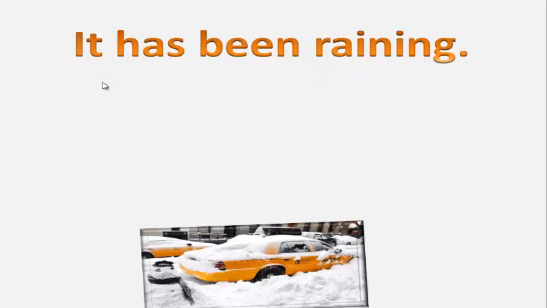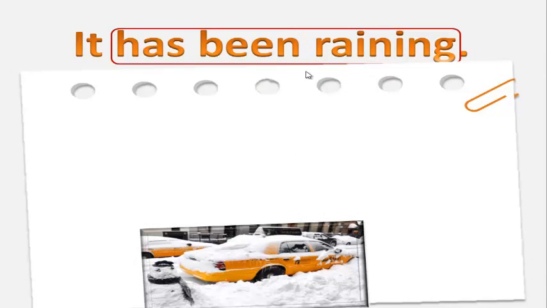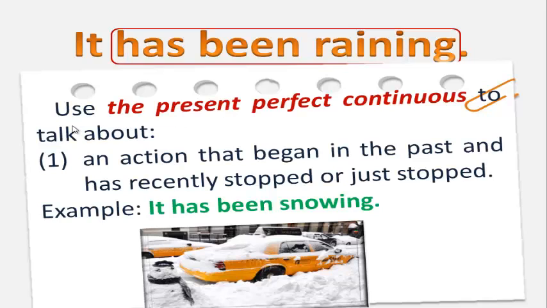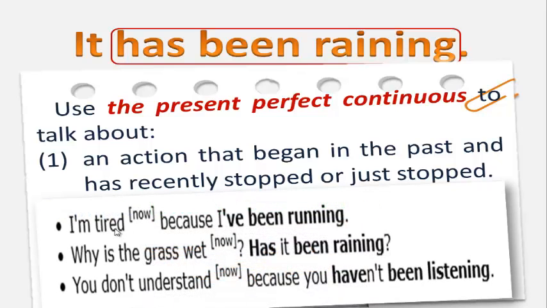Right. Has been raining is a verb in the present perfect continuous tense, and we use this tense to talk about an action that began in the past and has recently stopped or just stopped. For example, in this picture, it has been snowing. Notice that it has just stopped snowing, right? Here are some more examples. I'm tired now because I've been running. In this case, I've stopped running recently, or I have just stopped running, and now I feel tired.